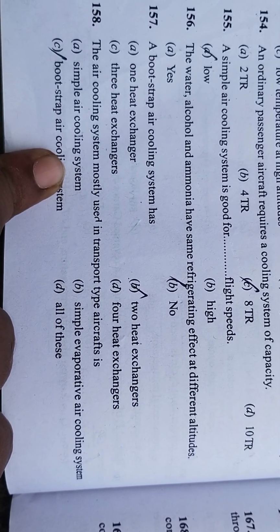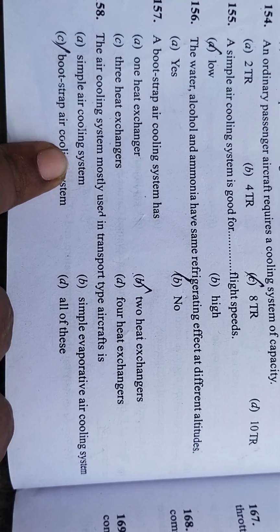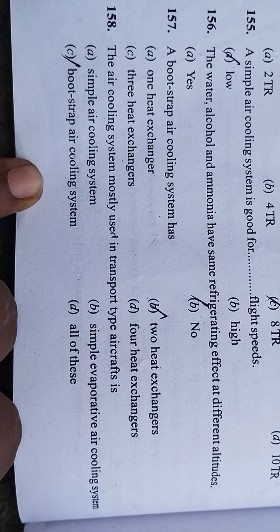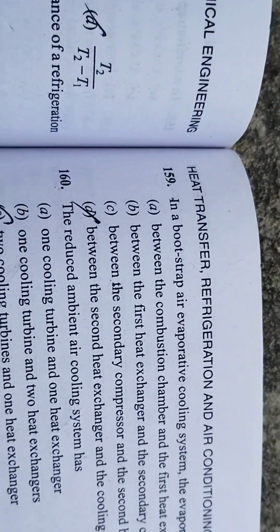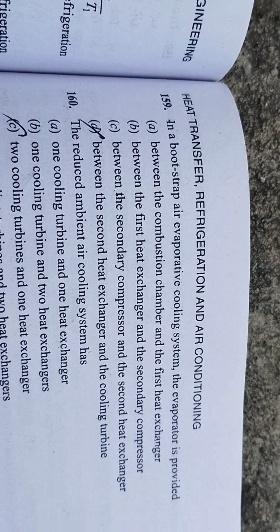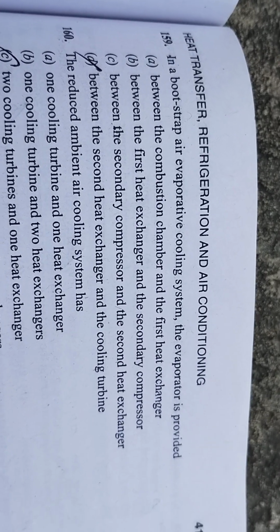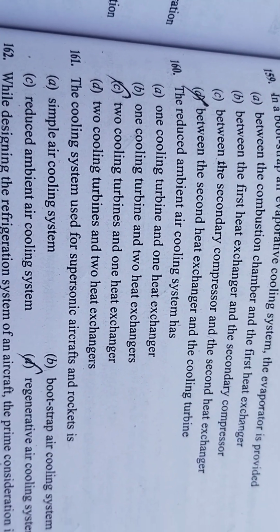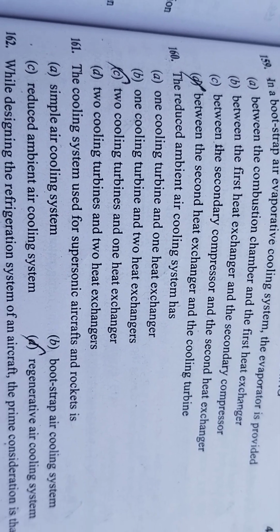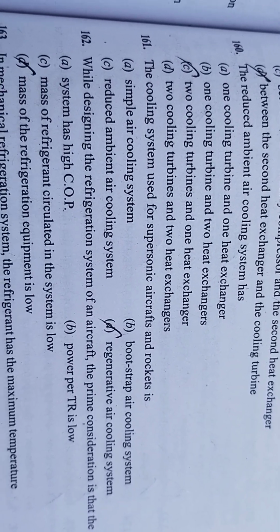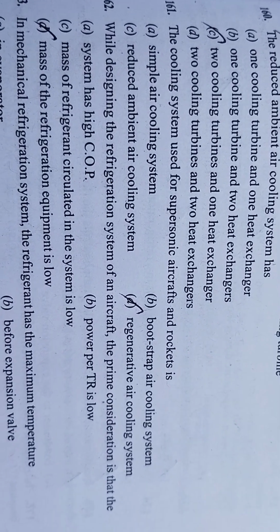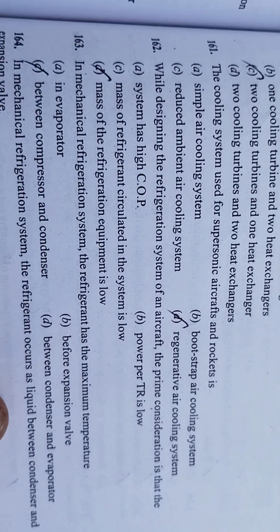A bootstrap air cooling system has 2 heat exchangers. The air cooling system mostly used in transport type aircraft is the bootstrap air cooling system. In a bootstrap air evaporative cooling system, the evaporator is provided between the second heat exchanger and the cooling turbine. The reduced ambient air cooling system has 2 cooling turbines and 1 heat exchanger. The cooling system used for supersonic aircraft and rockets is the regenerative air cooling system.